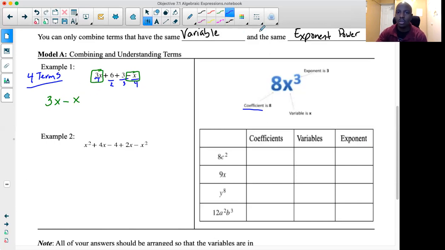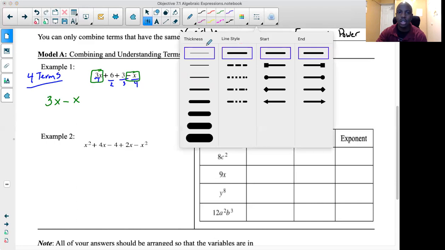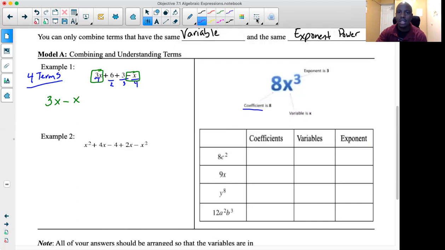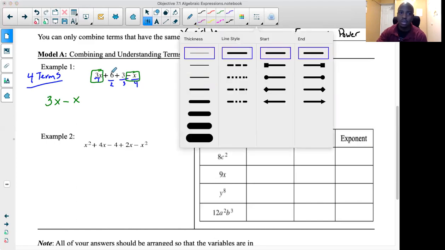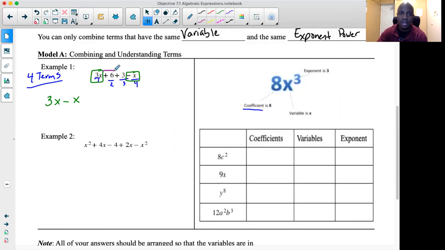What else is like terms here? Are there any other like terms? The answer is also yes. 6 and 3. Those are like terms. But they don't have the same variable or the same exponent. Yes, they do. Do they have a variable? No. Does the variable have an exponent? No, because there's no variable there. That means they're the same.